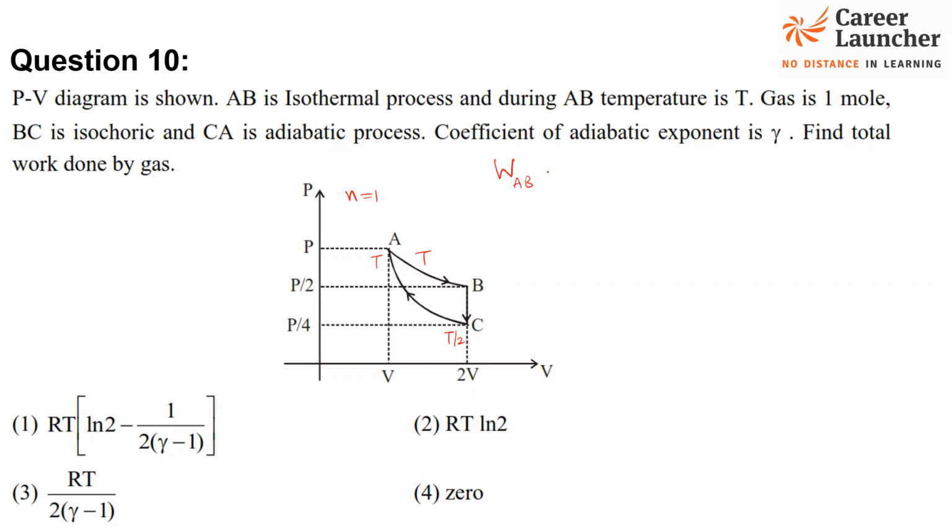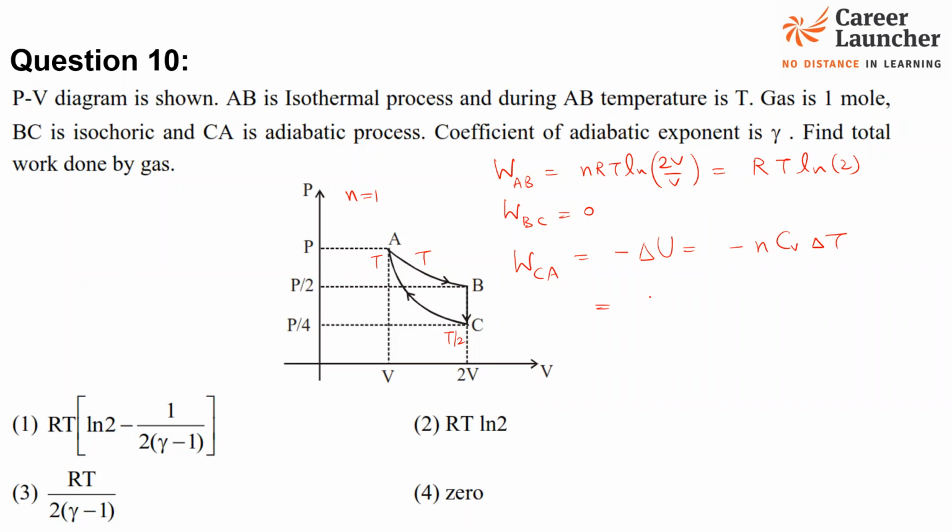Work done from A to B, which is isothermal, is given as nRT ln(V2/V1). So that is 2V by V, so this will be RT ln 2. Work done from B to C will be 0 because it is an isochoric process, and work done from C to A is minus of delta U, which is minus n CV delta T, where this is 1 mole.